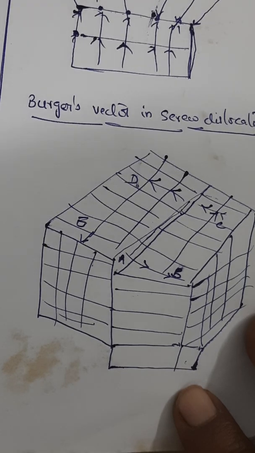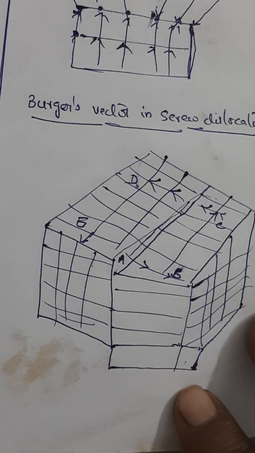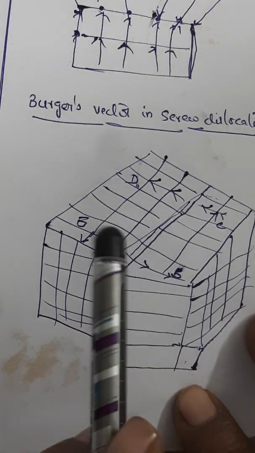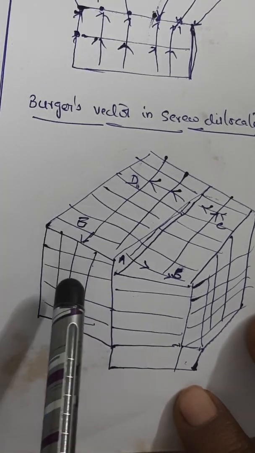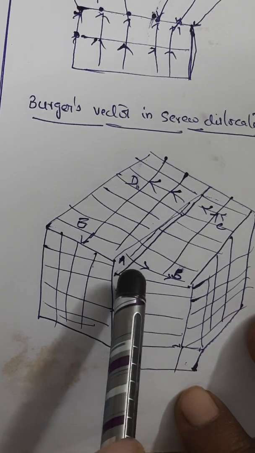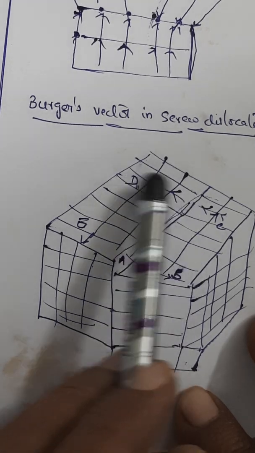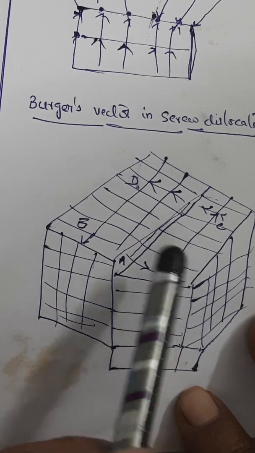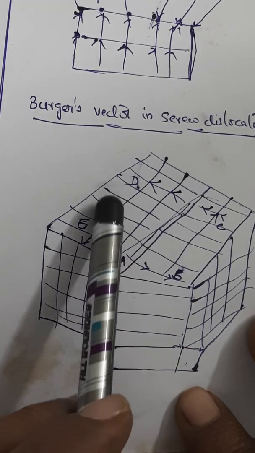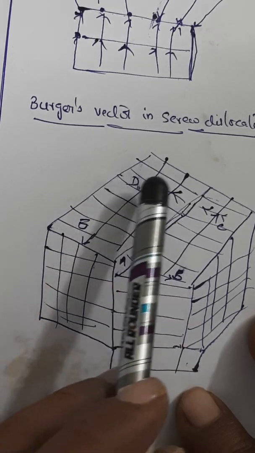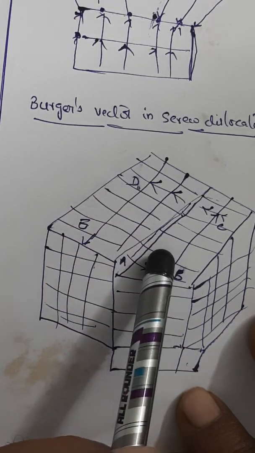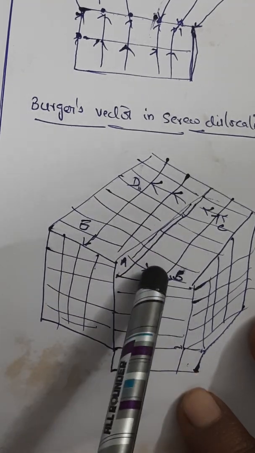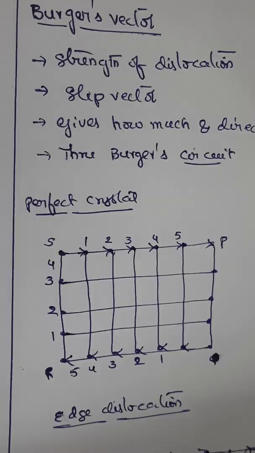Let us look at Burger's vector in a screw dislocation. By tracing an equal number of atoms along the screw dislocation of the crystal from A to F, A, B, C, D, F, we need one step from F to A to close the circuit. This additional step represents the Burger's vector of the screw dislocation. The Burger's vector is always parallel to the screw dislocation. This is what we need to understand.